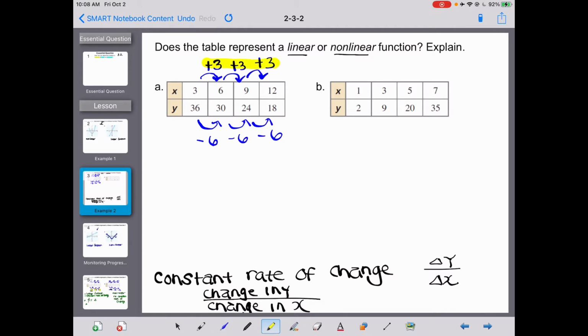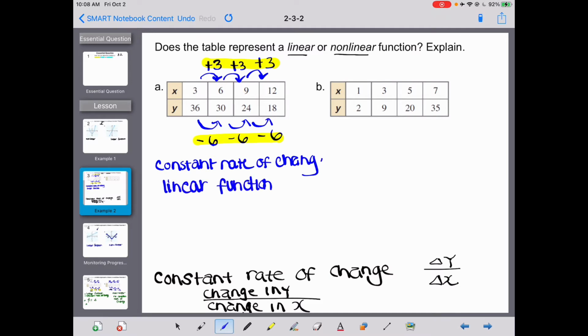Since these are all the same and these are all the same, I know for a fact that there is a constant rate of change, and therefore it is a linear function. That's all you need for the explanation.